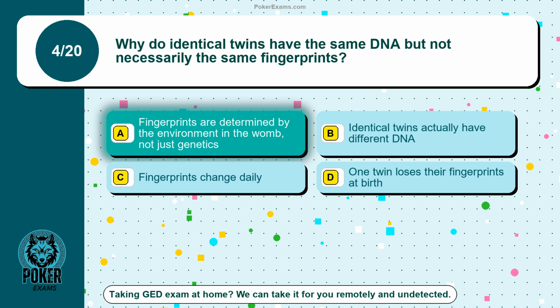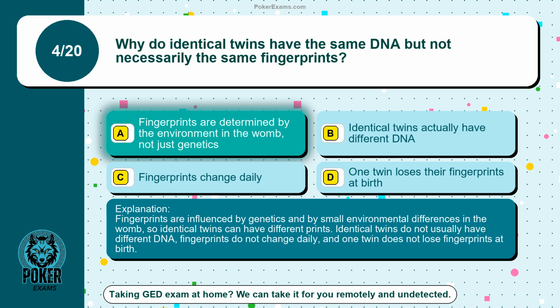Fingerprints are determined by the environment in the womb, not just genetics. Fingerprints are influenced by genetics and by small environmental differences in the womb, so identical twins can have different prints. Identical twins do not usually have different DNA, fingerprints do not change daily, and one twin does not lose fingerprints at birth.